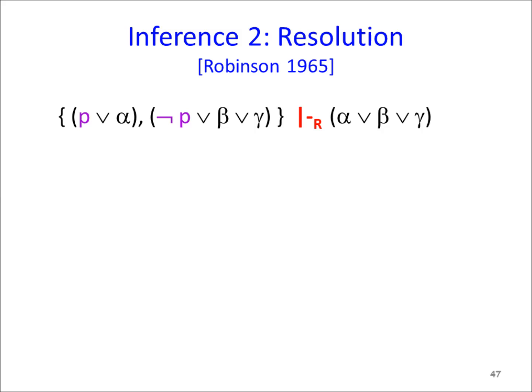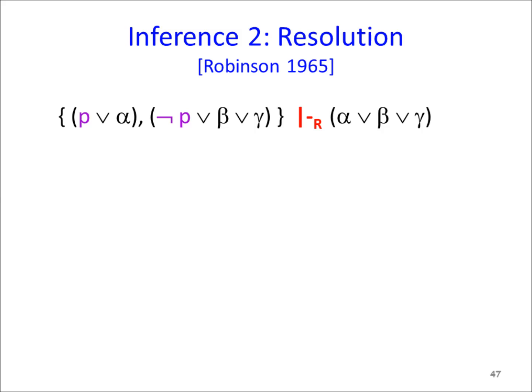Intuitively, can you see why that is going to happen? So either P is true, in which case this not P is not going to be contributing, so one of beta or gamma has to be true, or P is false, in which case this P is not going to be contributing and alpha has to be true. So therefore, we can prove alpha or beta. So P or anything, not P or anything, we can prove that anything 1 or anything 2. That's called resolution. It was developed in 1965.